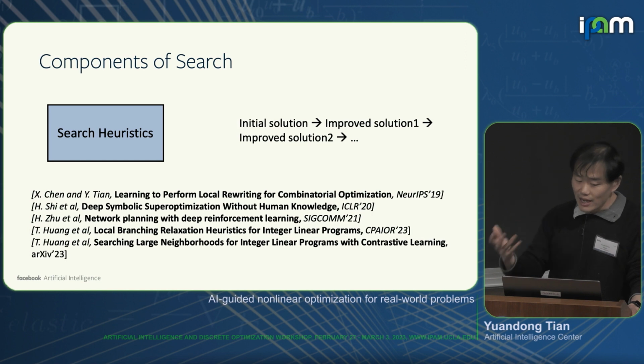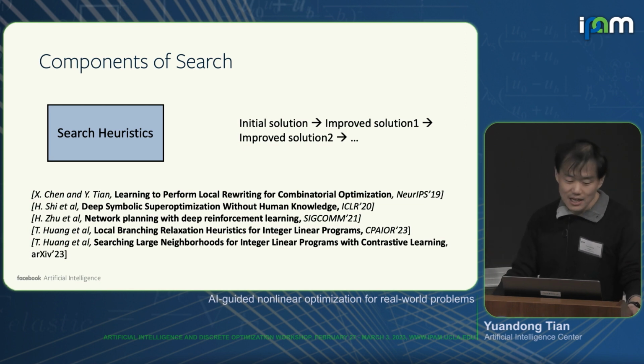And we also have recent work that tried to apply reinforcement learning to network planning, which is a large-scale mixed integer linear programming problem, to find initial solutions for the mixed integer linear programming. An initial solution can be used for solving this mixed integer linear programming much more efficiently.